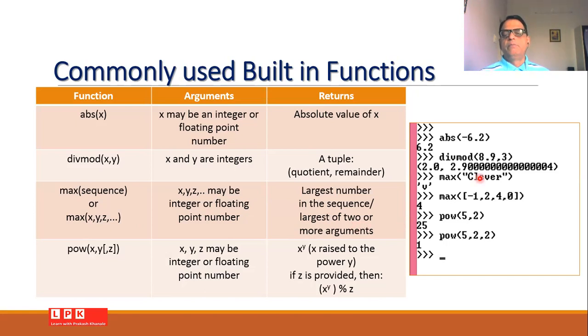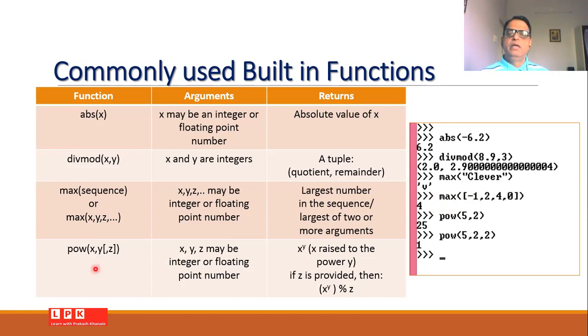Say, for example, if I write max of "clever", then we know that the capital letters will have lower ASCII value, small letters will have higher ASCII value. So we will get v as the output of max of "clever". So the maximum will be determined as per the ASCII value. Max of -1, 2, 4, 0. So this is a list or sequence of which the maximum value is 4.